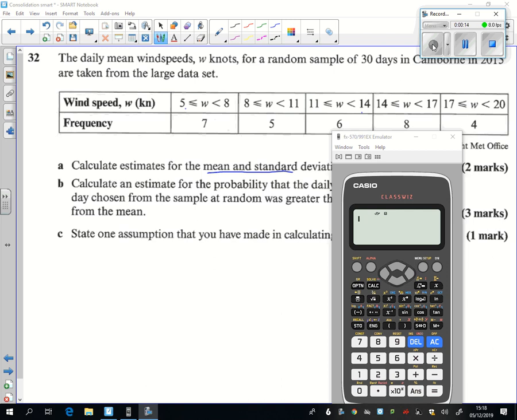But as we've got grouped data here, the first thing we've got to do is find out what the midpoints are. I've got 6.5 here, I've got 9.5 here. I'm adding the ends together and dividing by 2. I've got 12.5 here, 15.5, and 18.5 for that one there.